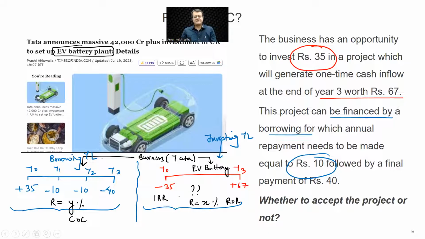So life is very simple. The selling price has to be more than the cost price for a business to make sense. The rate of return has to be more than the cost of capital for this whole conundrum, the whole project, to make money.